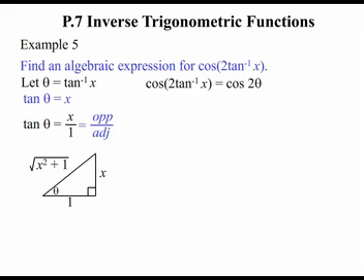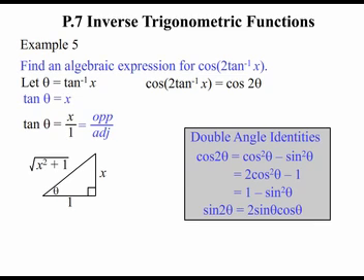All right. So we have cos 2 tan inverse x. Well, because we let tan inverse x equal theta, this is equal to cos 2 theta. Double angle identities. I'm sure you remember these fondly. Cos 2 theta is equal to cos squared theta subtract sine squared theta, or 2 cos squared theta subtract 1, or 1 subtract sine squared theta. Well, I think we're just going to stick with cos squared theta subtract sine squared theta. So we're going to rewrite the right-hand side like that.